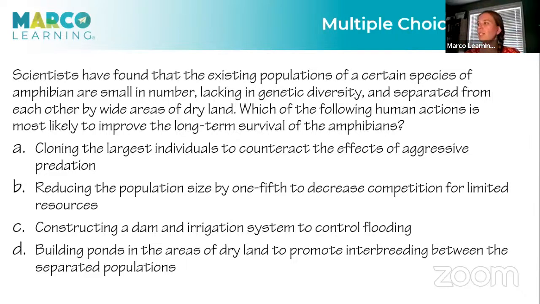So scientists found that an existing population of certain species of amphibians are small in number, and they lack genetic diversity. And they're separated from each other by wide areas of dry land. Which of the following human actions is most likely to improve the long-term survival of amphibians? So we talked about that they need to have genetic diversity. The genetic diversity allows for bottleneck not to happen.